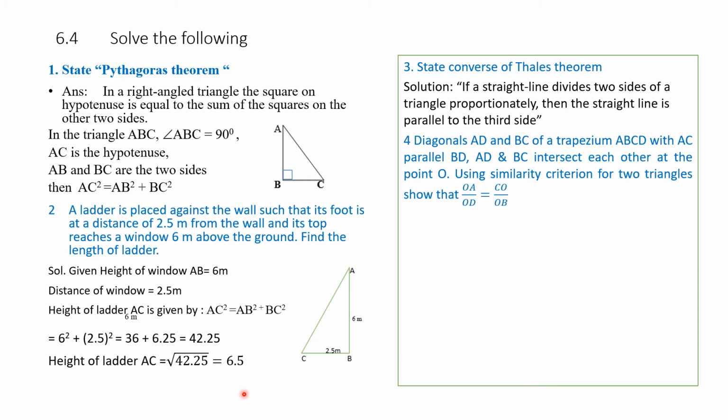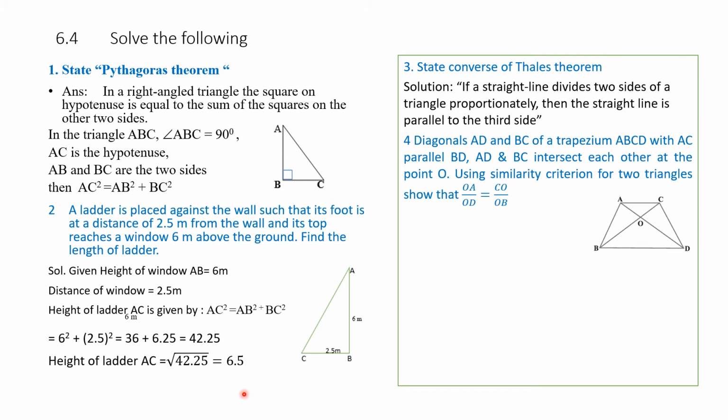Let us take the third problem. State the converse of Thales theorem. Solution. If a straight line divides two sides of a triangle proportionately, then the straight line is parallel to the third side. This we have seen in the figure in the previous slides, that is slide number 2 and 3.